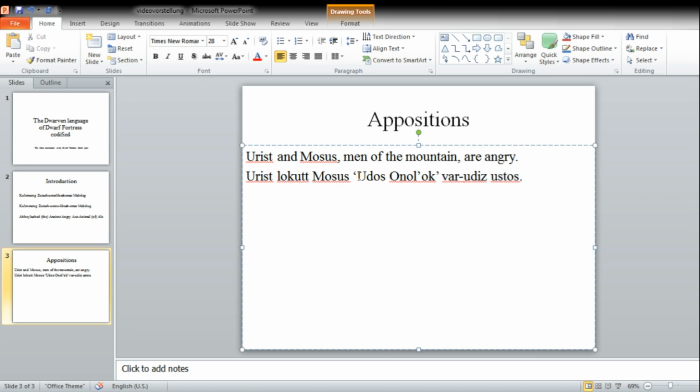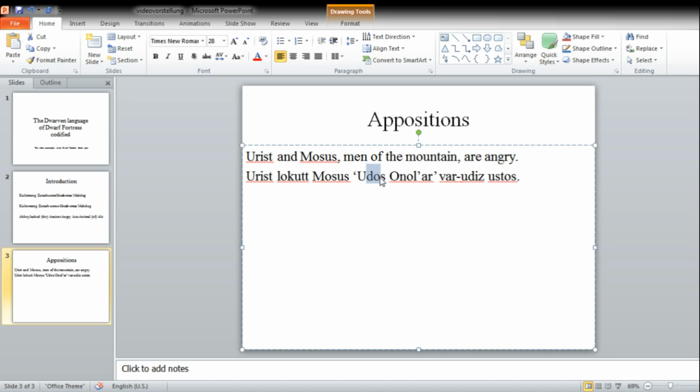And Eurist and Moses, mountain. Oops, wait, that's men inside the mountain. They're also inside the mountain, this is true. However, they are men of the mountain, onul are. Sorry, that's a different postposition. So, udos onul are, men of the mountain, or man of the mountain.